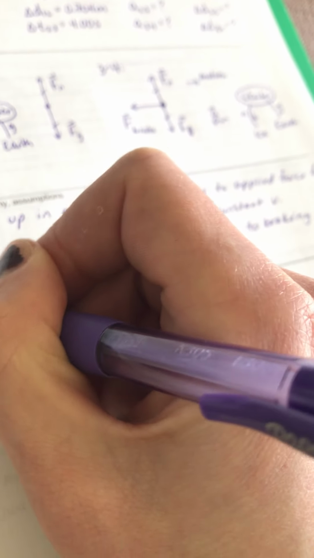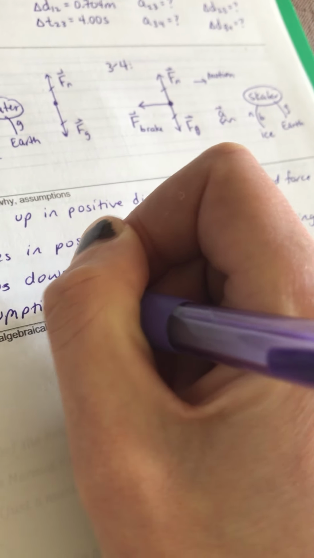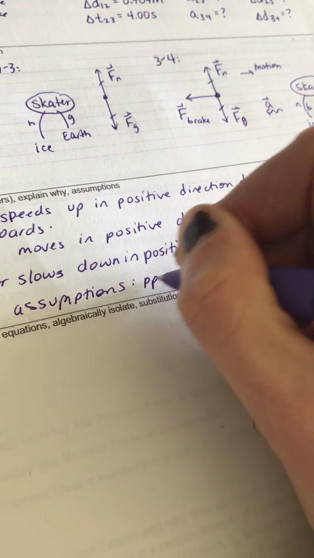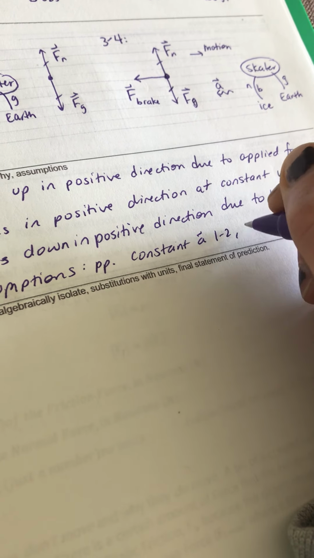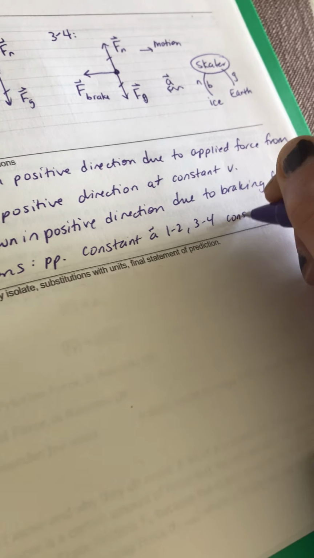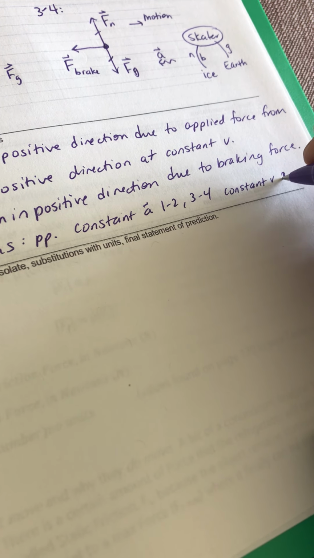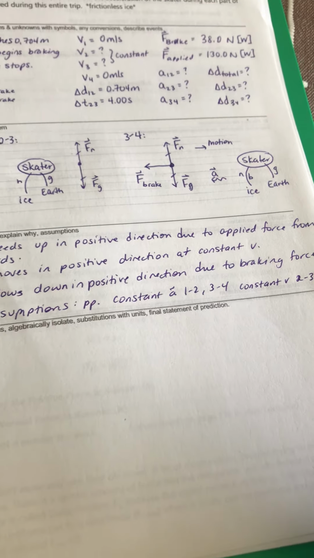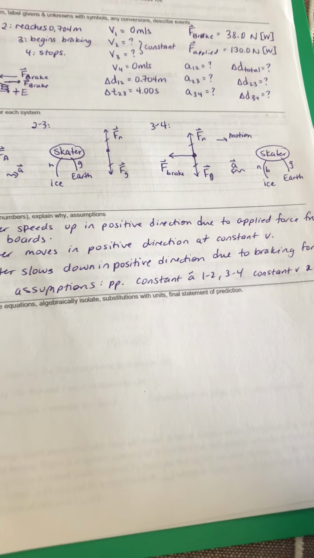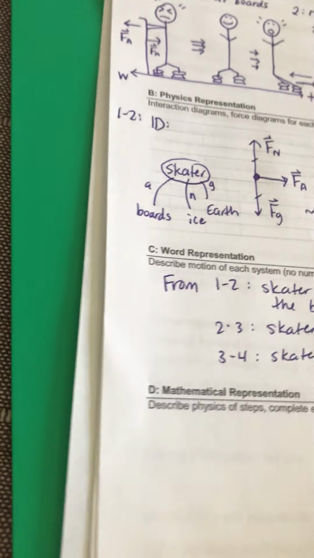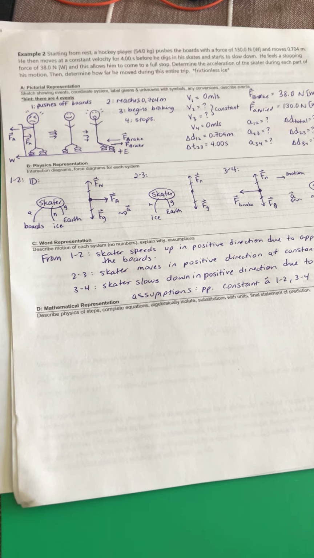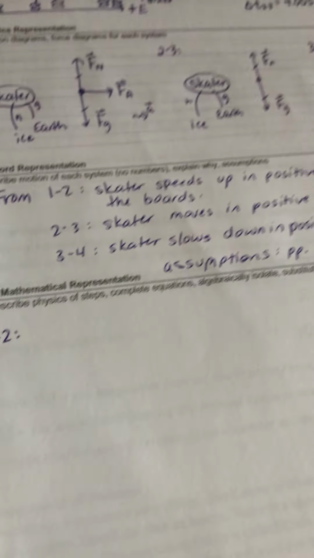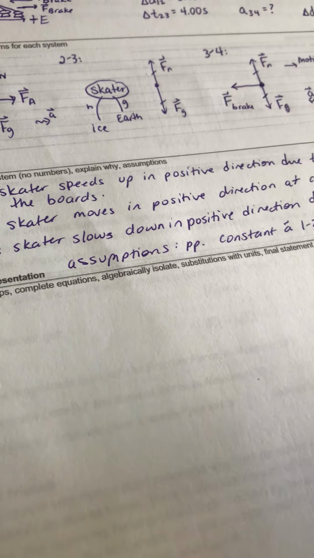Our assumptions here are that the object is a point particle and it's a constant acceleration from 1 to 2 and from 3 to 4, and a constant velocity from 2 to 3. All right. So just like in all the other parts of the question, I'm going to break it down by different intervals. So intervals 1 to 2, what are we trying to find again? The acceleration in each section.